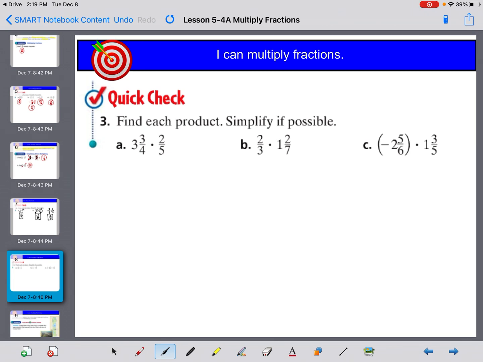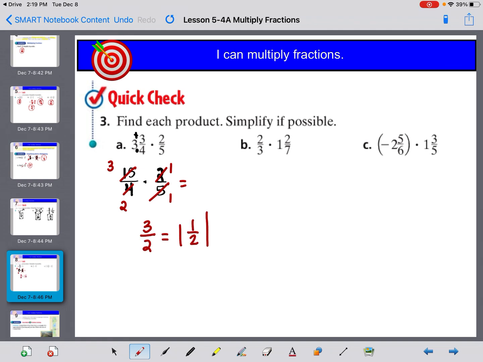If they are improper fractions, you need to convert them to a mixed number. If they are a mixed number, your job is to convert them to improper first and then multiply. Let's do the first one together. As a reminder, you take your denominator 4 times 3 and add the numerator. And you get 15 fourths times 2 fifths. Then you reduce. And I get 3 over 2. Which I will rename as 1 1/2.